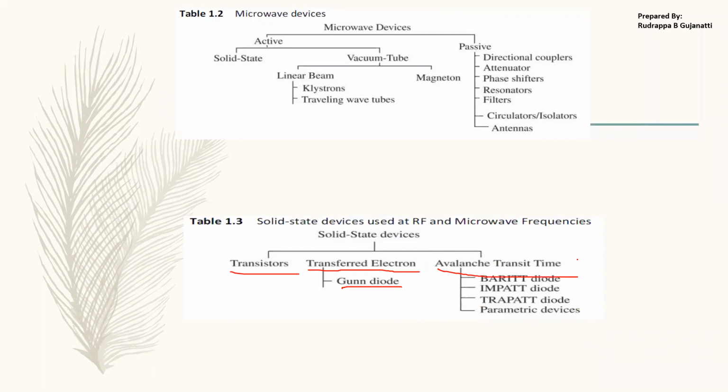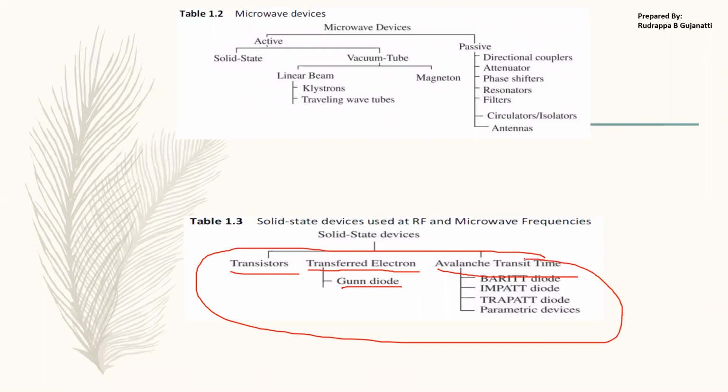You have the PIN diode, you have the Gunn diode. All these devices are also present, and they are basically utilized at microwave frequencies. So these are a few microwave devices which are specified over there. These are all solid state devices.